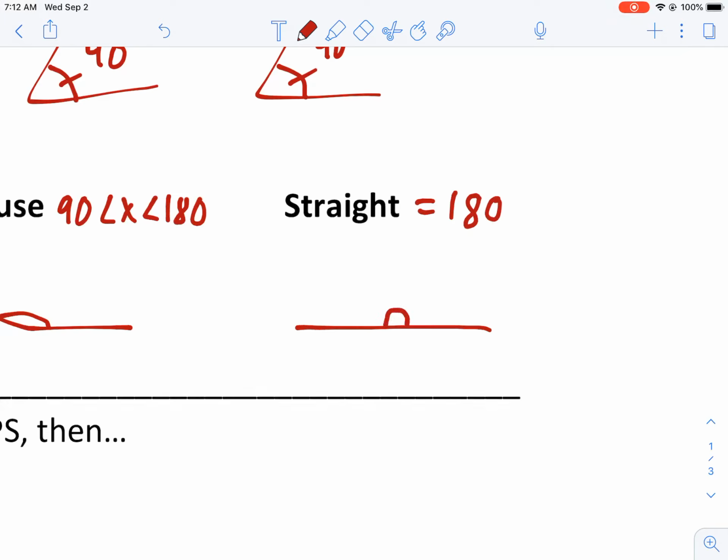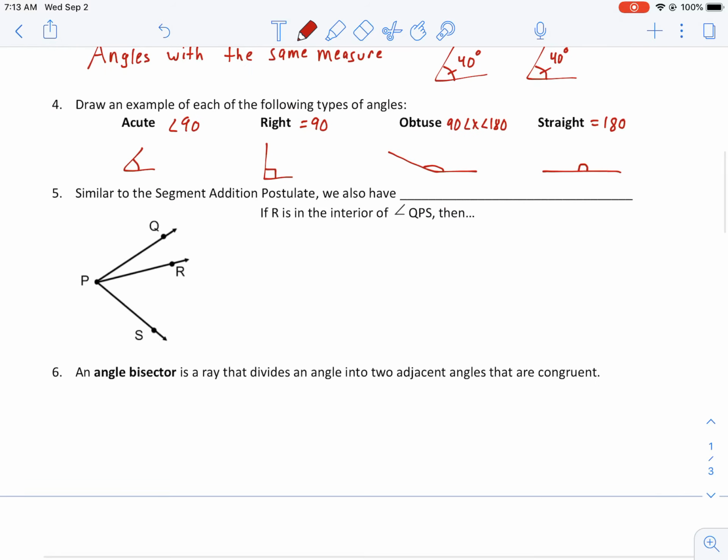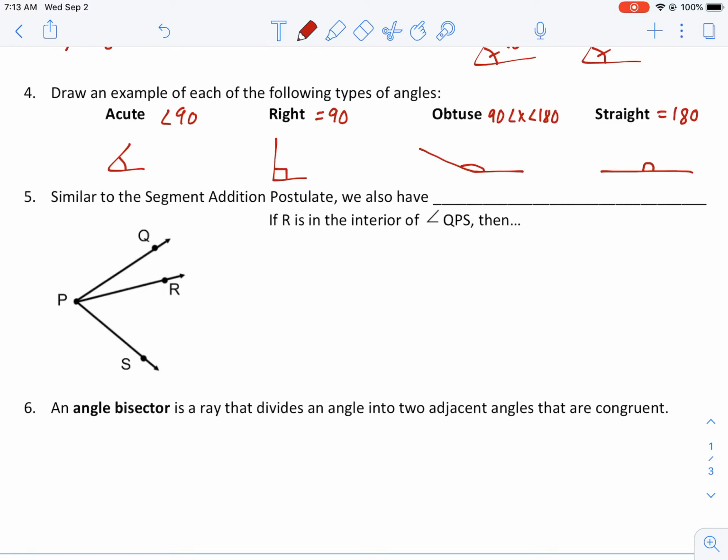So a straight angle is like a line, right? It doesn't look like an angle, but you have to keep in mind that straight angles are also angles. So 2 more things. I know I'm kind of throwing a lot at you, but some of this should have been review, I hope.